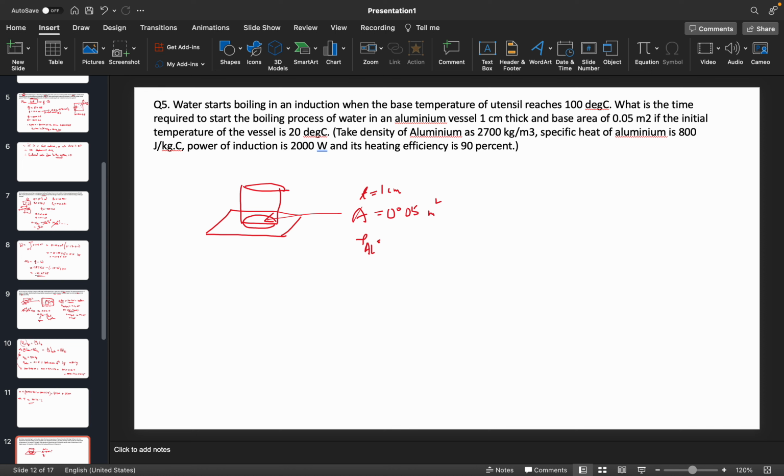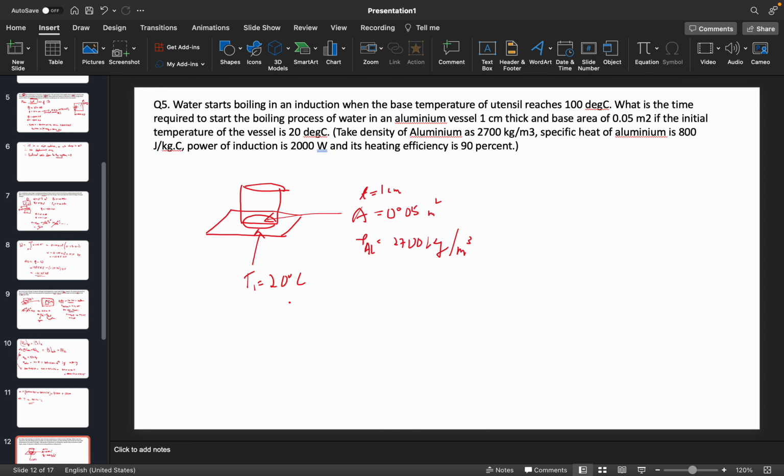So the density of aluminum is also given to us, and it is 2700 kg per meter cube. So from here we can calculate the volume of the aluminum. Now what it is saying is that the initial temperature T1 is equal to 20 degrees Celsius.